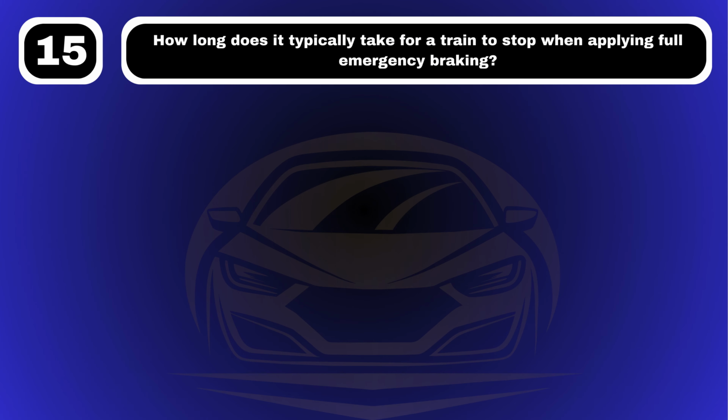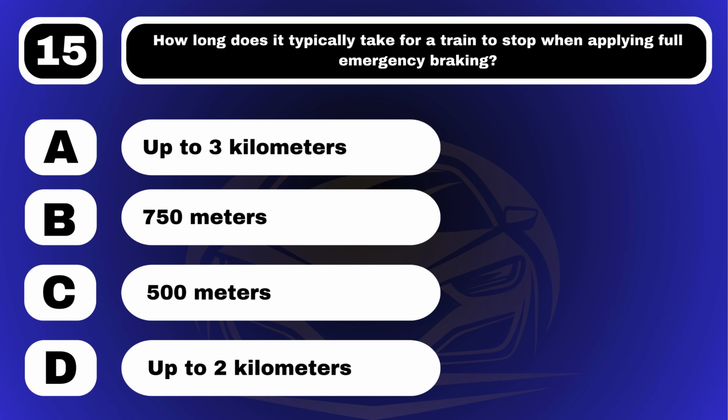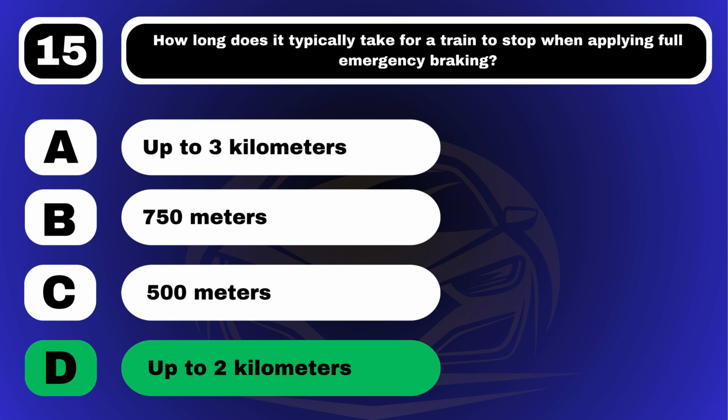How long does it typically take for a train to stop when applying full emergency braking? A. Up to 3 kilometers. B. 750 meters. C. 500 meters. D. Up to 2 kilometers. The answer is D. Up to 2 kilometers.